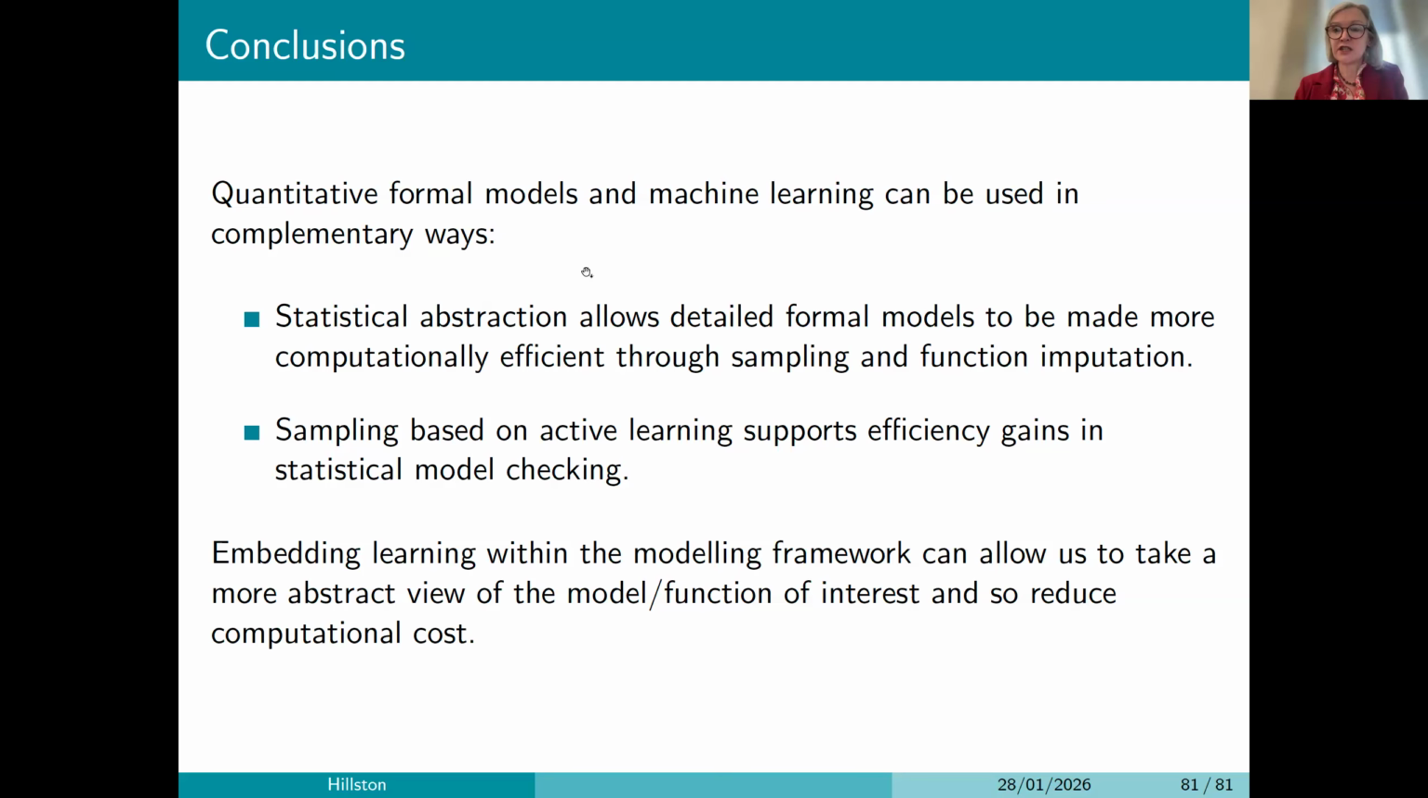I hope I've given you an introduction to perhaps an area you've not seen before, quantified formal methods, and in particular shown you how we've been working to combine that with machine learning rather than having machine learning just replace these models, to improve the efficiency of our models and to increase the size of systems that we can look at. We looked at two techniques, statistical abstraction and sampling, and embedding the learning within the modelling framework allowed us to really advance the type of systems that we can look at.